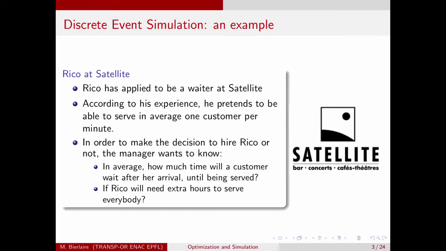Let's take an example. We will consider as a complex system a bar, the bar Satellite, which is the bar at EPFL. The manager of the bar is recruiting a new waiter, and Rico has applied to be a waiter at Satellite. And Rico claims that he's able to serve on average one customer per minute. The manager would like to understand what it means in terms of performance of the bar itself and level of service. Therefore, the manager would like to use a simulator to answer these two questions. First, on average, how much time will a customer wait until being served? And two, will it be necessary to keep Rico after hours to serve everybody?